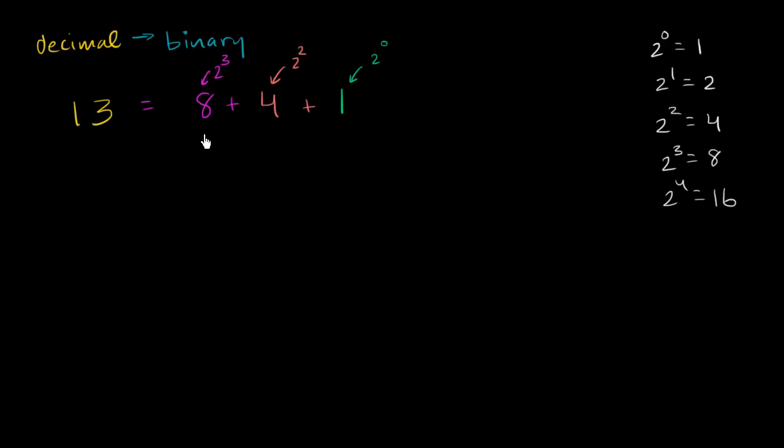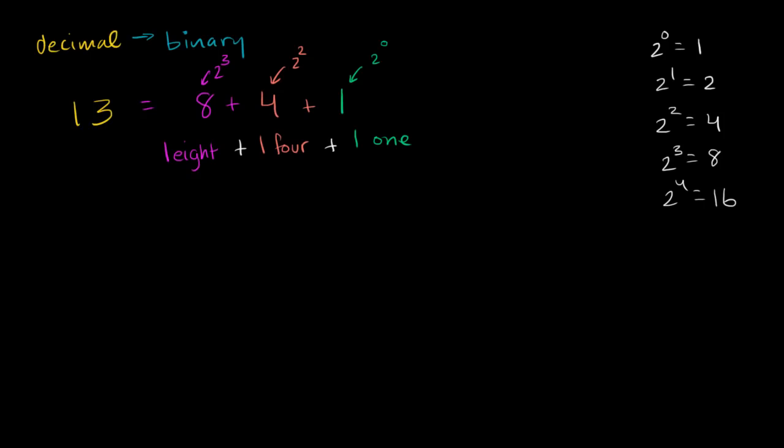Or I could write it like this. I have 1 eight, clearly. I have 1 four. And I have 1 one. So I could add these three together. 13 could be considered 1 eight plus 1 four plus 1 one. Well, why is that helpful?